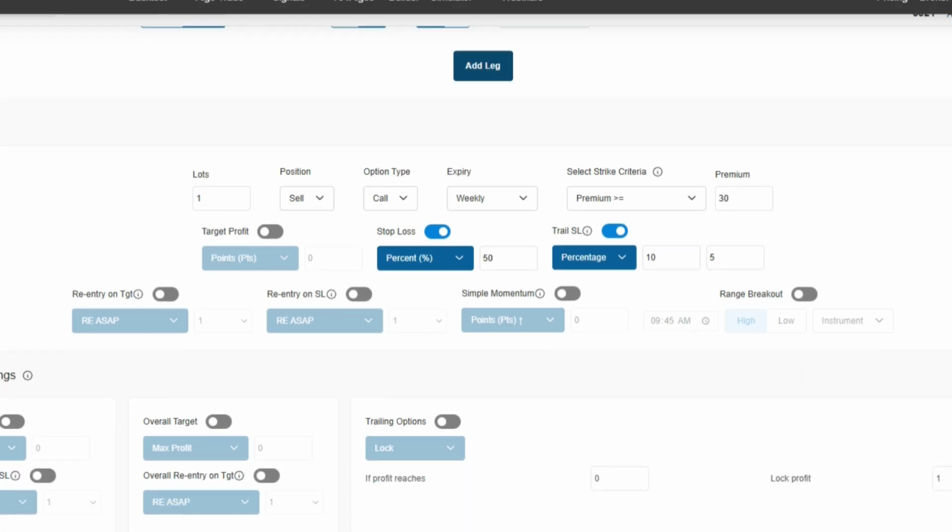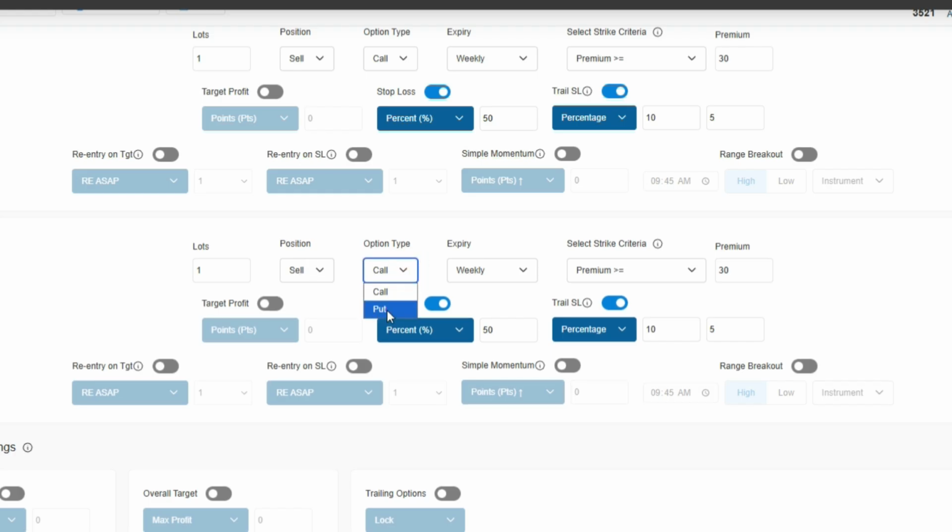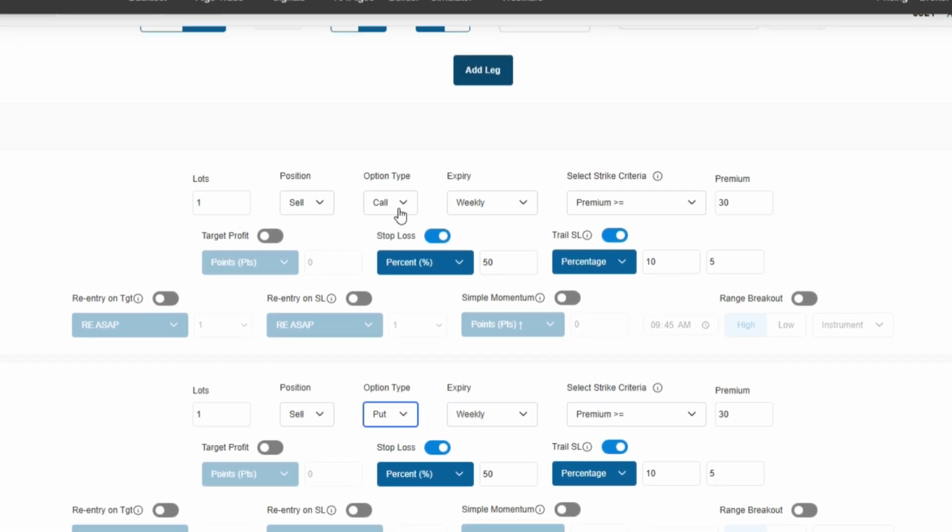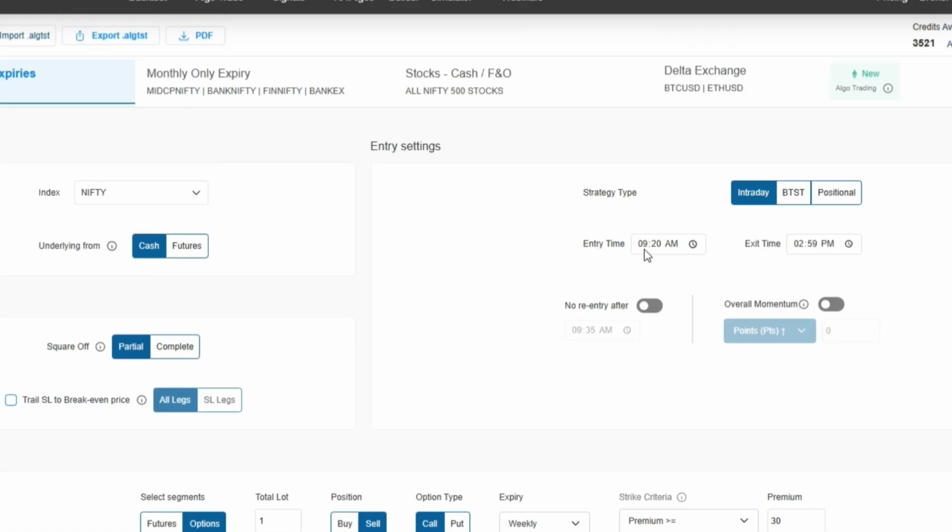I will duplicate this leg. Instead of call, now we have put. So we are basically selling a call option and a put option where the premiums are greater than or equal to 30, with a stop loss of 50% and trailing of 10% followed by 5%. So this is a simple strategy. We are going to enter at 9:20 and then exit at 3 p.m.